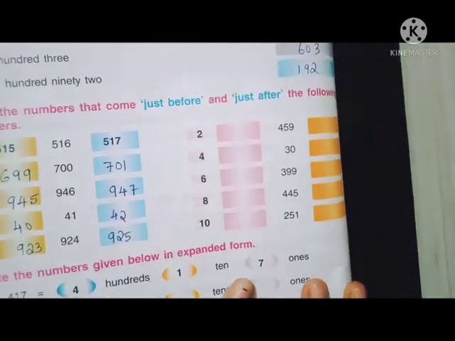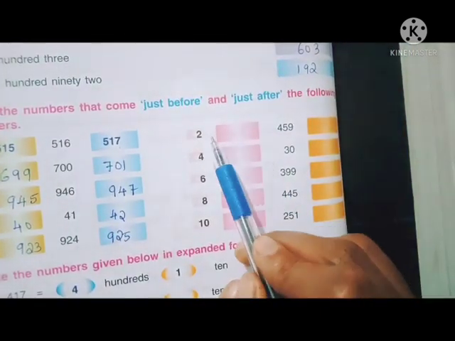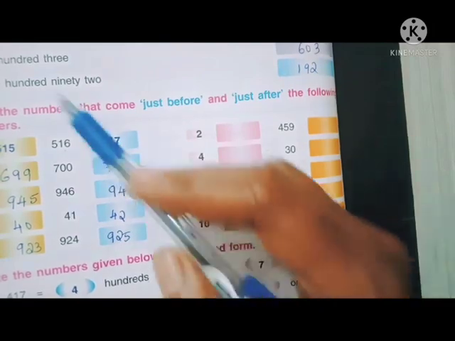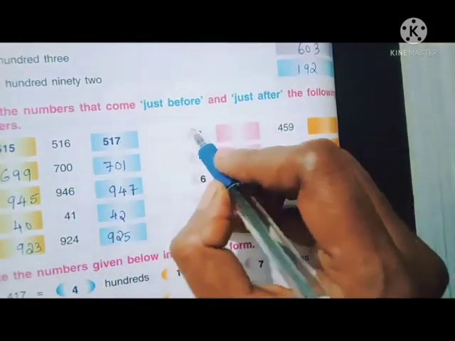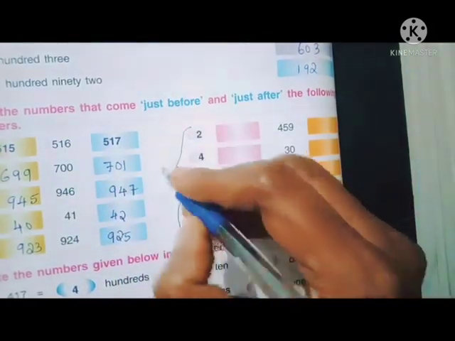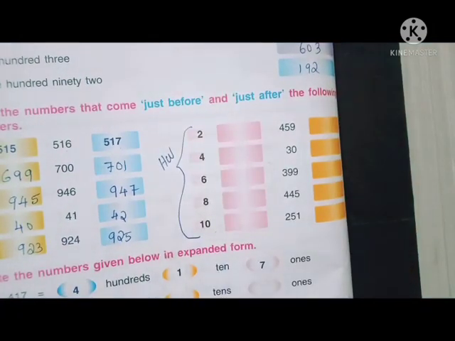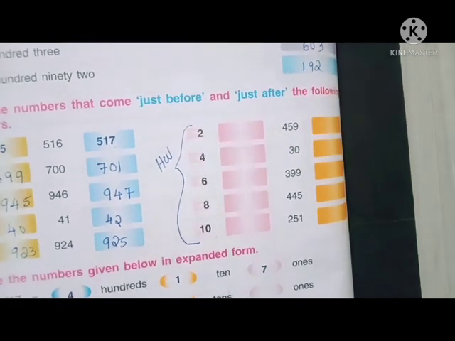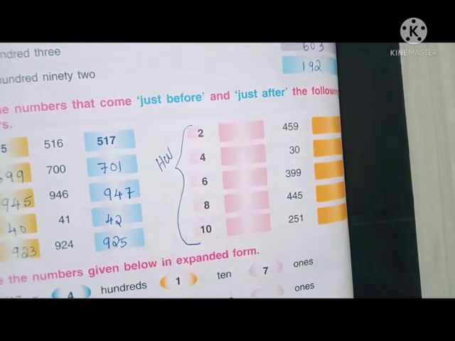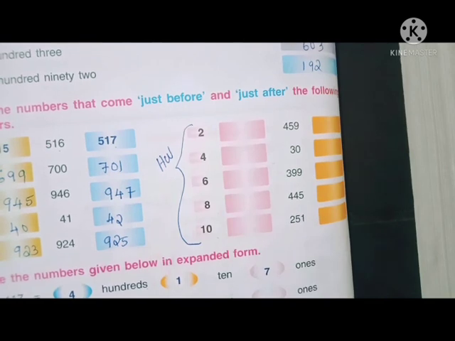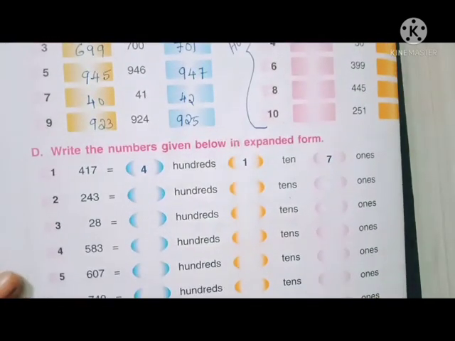925. Okay, so this section 2, 4, 6, 8, 10 I just did in this order. This section 2, 4, 6, 8 and 10 you can do as homework. Okay, then next we have: write the numbers given below in expanded form. Expanded form.